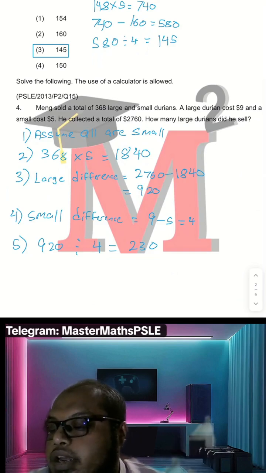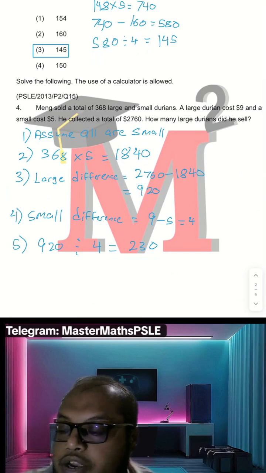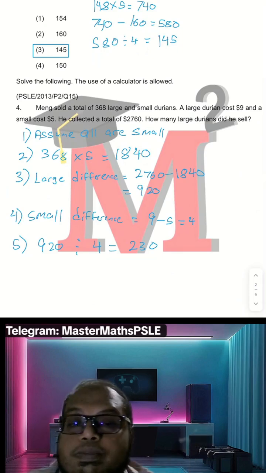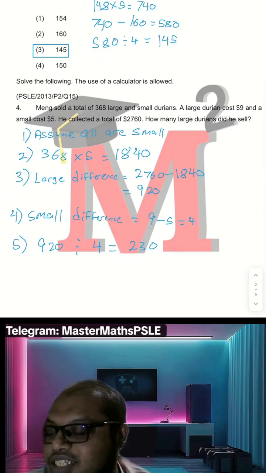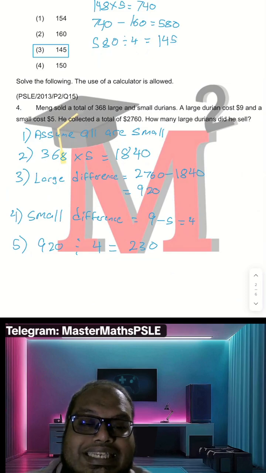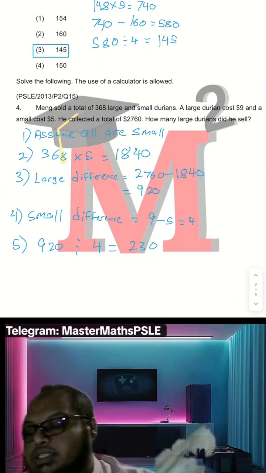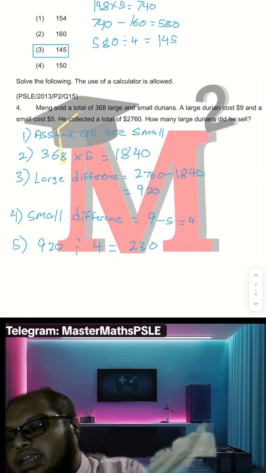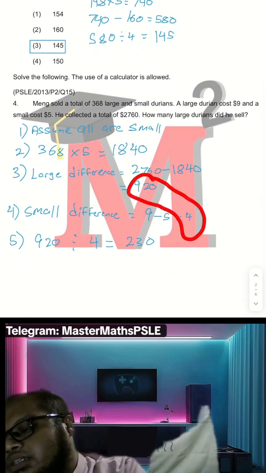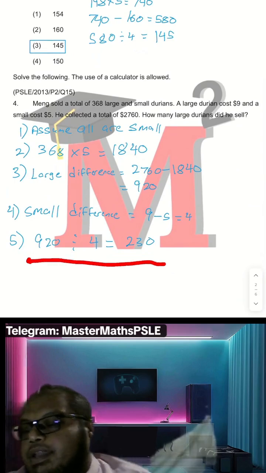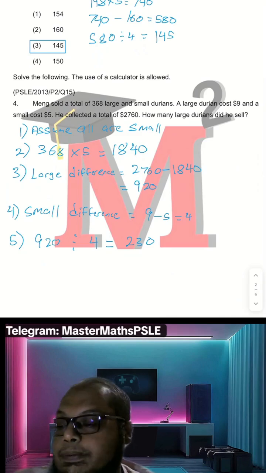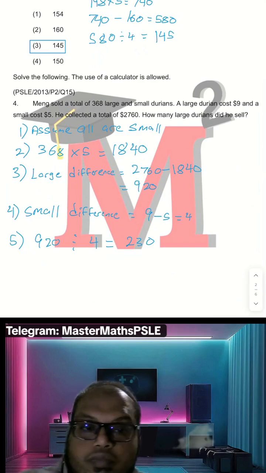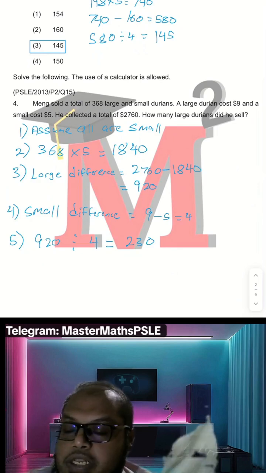Then we subtract already. We got 920. Then again, find the small difference, which is the difference between each item. So the $9 minus the $5, I got 4. Then I divide these two answers. So 920 divided by 4 is 230. Okay, so that is the amount of large durians. Anyone copying this can copy this one first.